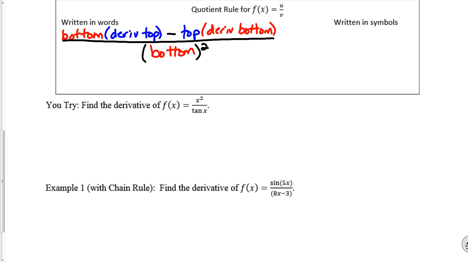If I look at the symbols, again, I'm going to write in some colors. I have U, and then I have a V on the bottom. So if I were to write the derivative in symbols, that would be the bottom times the derivative of the top, I'm just going to call that U prime, minus the top times the derivative of the bottom, and again I'm going to call that V prime, and that is all over the bottom squared. And again, whichever way you would like to look at it, you just need to memorize it.